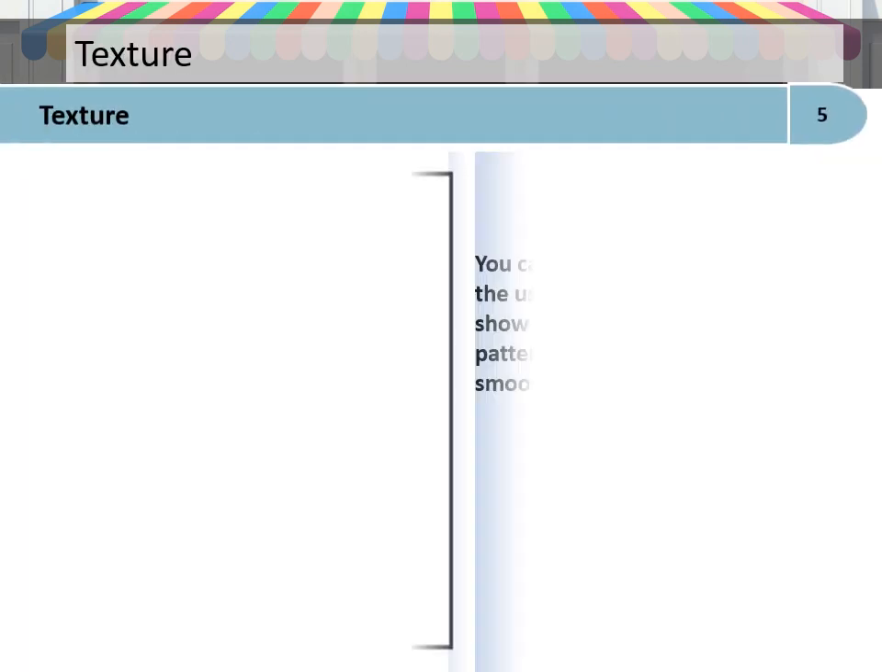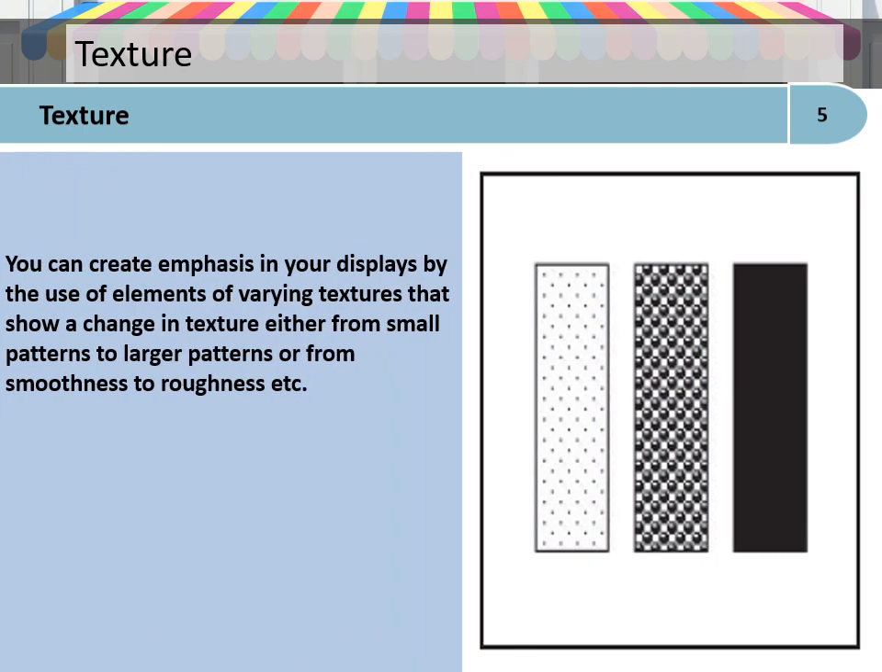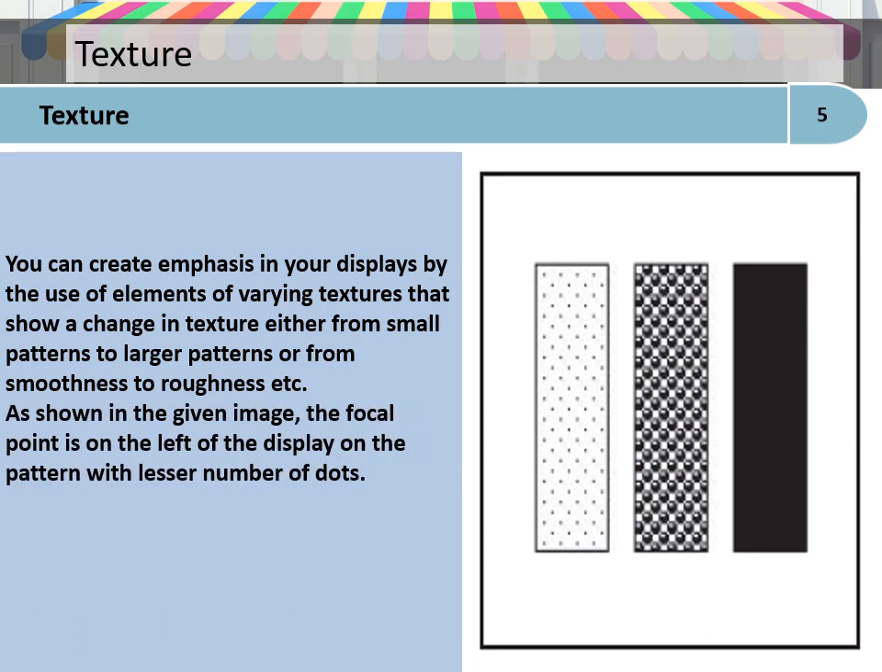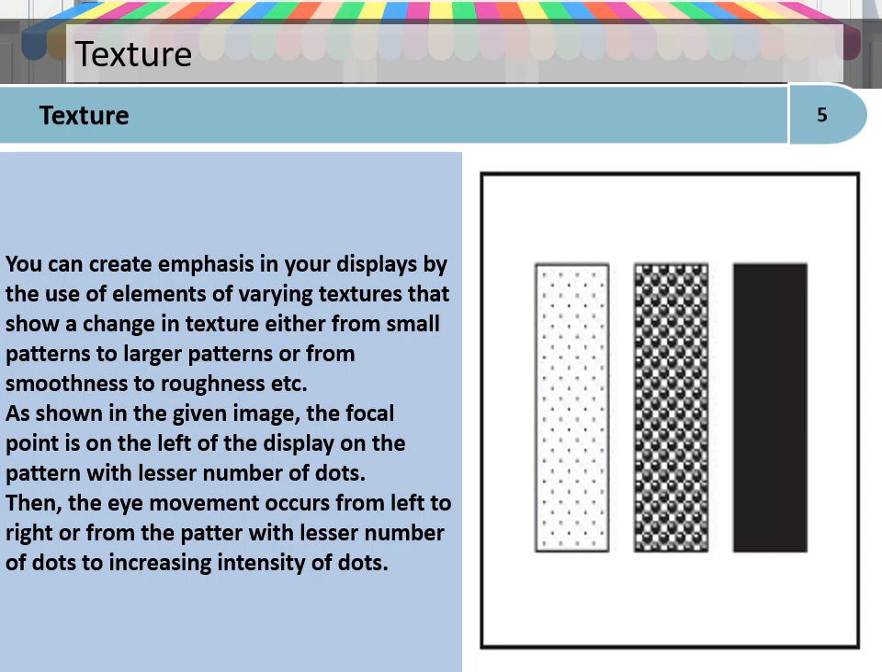Number 5, texture. By the use of elements of varying textures that show a change in texture either from small patterns to larger patterns or from smoothness to roughness, etc. As shown in the given image, the focal point is on the left of the display on the pattern with the lesser number of dots. Then the eye movement occurs from left to right, or from the pattern with the lesser number of dots to increasing intensity of dots.